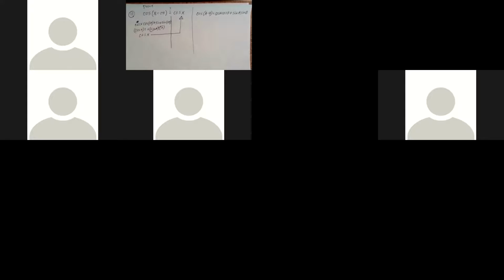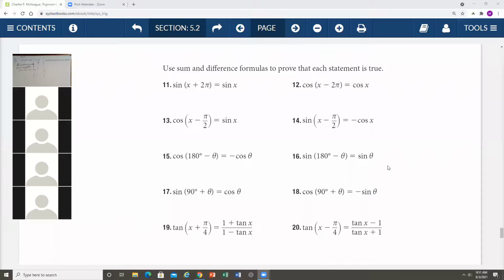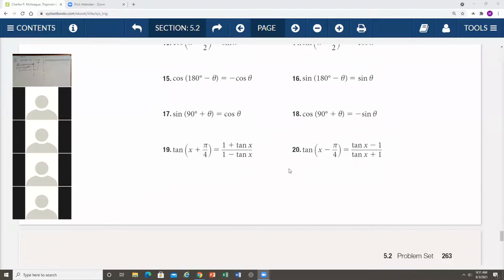Let's see what other one we got here. Okay, let's jump on down to number 20 here. Let's try to prove that the tangent of x minus pi fourth radians is really equal to the tangent of x minus 1 over the tangent of x plus 1. Let's try to prove that. So problem 20, prove that the tangent of x minus pi fourths is indeed equal to the tangent of x minus 1 over the tangent of x plus 1. They want us to prove that.